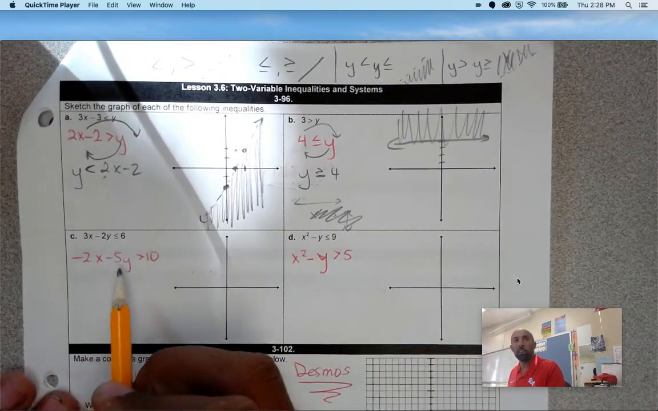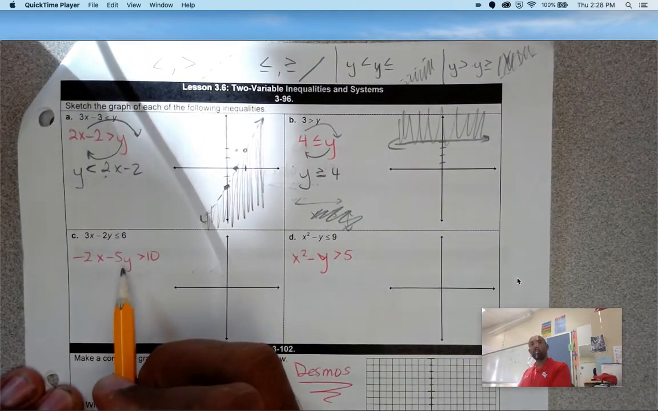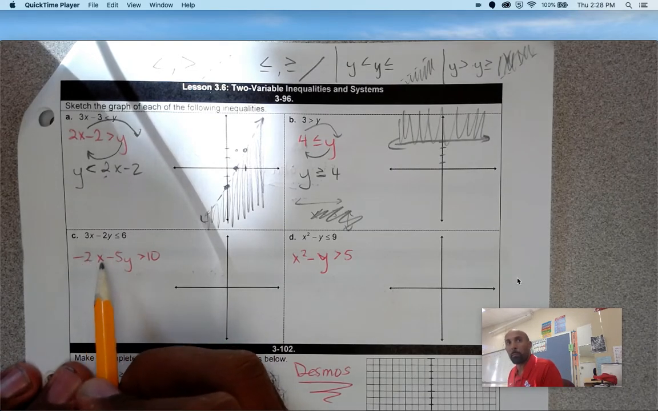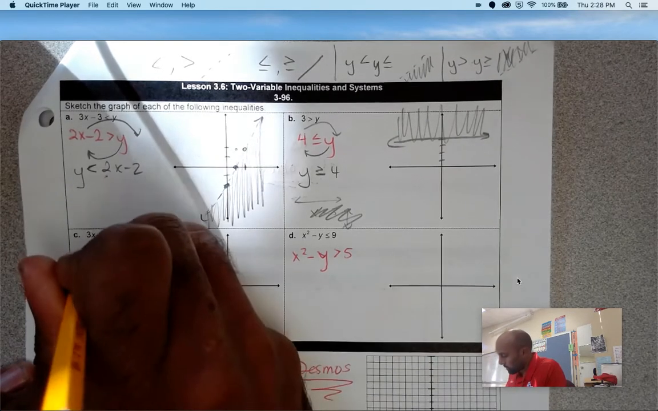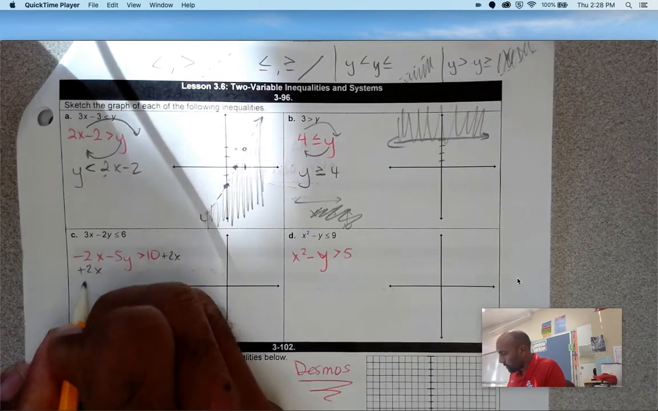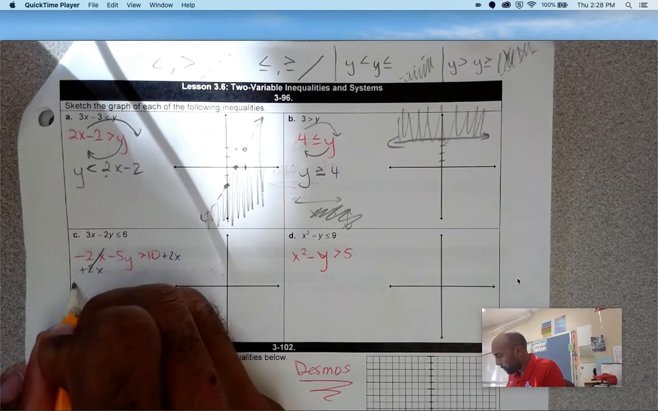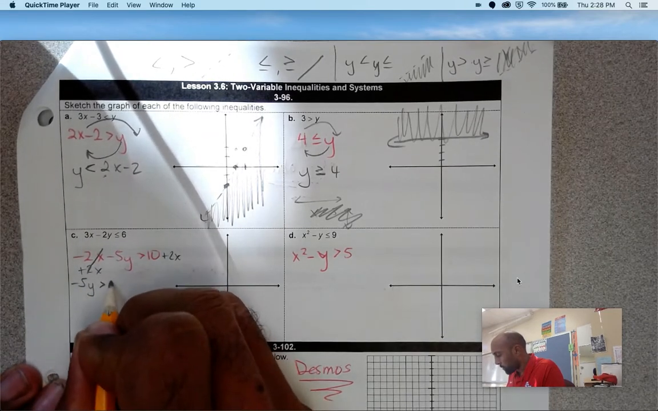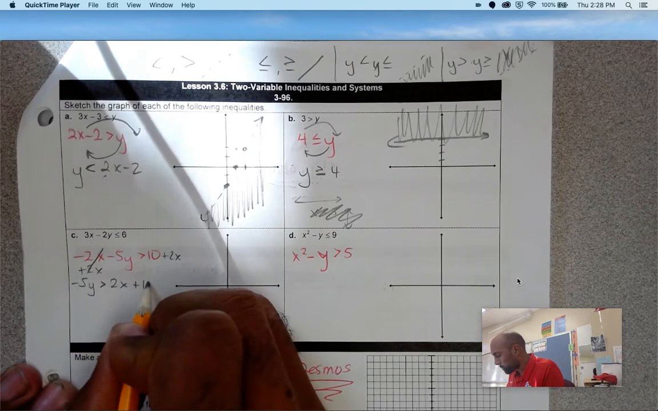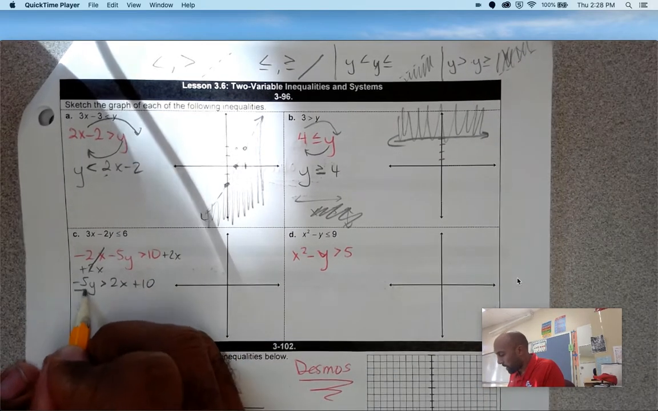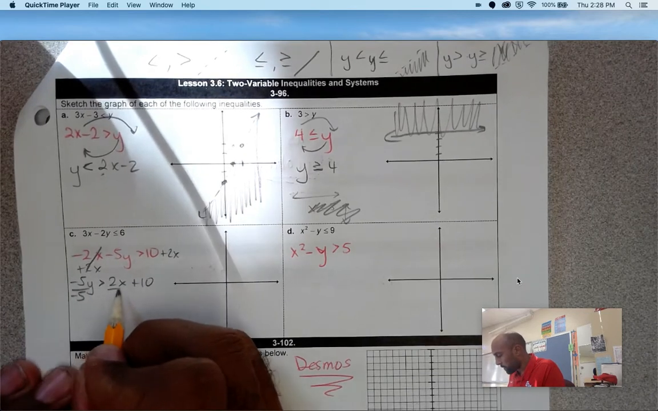Now on this one, I want to solve for y. I've got to get the y by itself by getting rid of this 2x to begin with, so I'm going to add 2x on both sides. Now I have -5y is greater than, and I'm going to put the 2x first before the 10. The next step is to get rid of that -5, so I divide everything by -5.